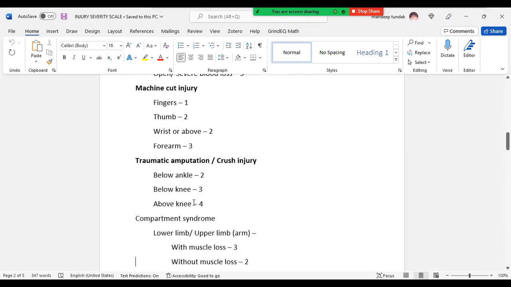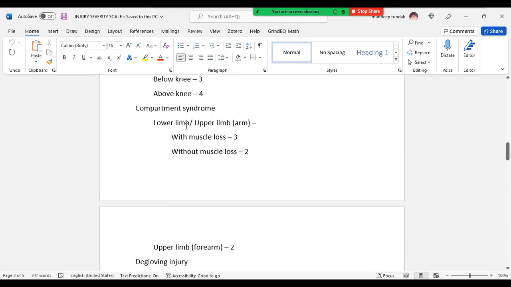For traumatic amputation or crush injuries, if it is below the ankle, the score given is 2. If it is below knee, between ankle and knee, the score given is 3. And if it is above knee, the score given is 4. Then for compartment syndrome, in the thigh, leg, or arm, if there is muscle loss, the score is 3. Without muscle loss, the score is 2. But for the upper limb forearm, the score given is 2.